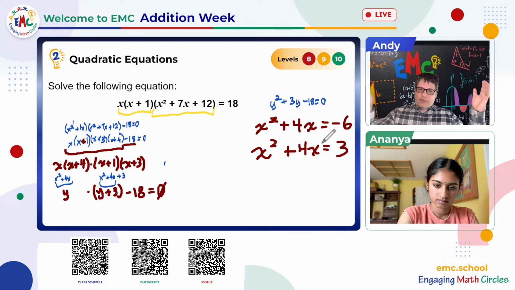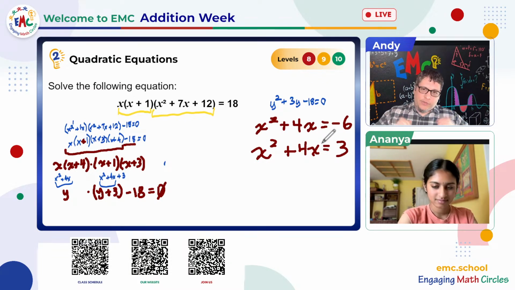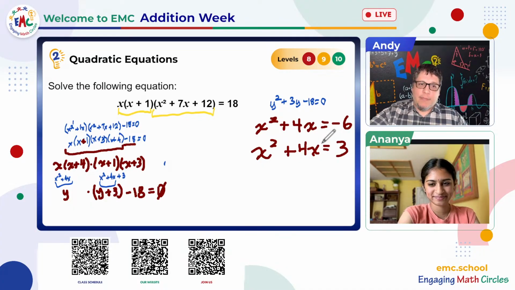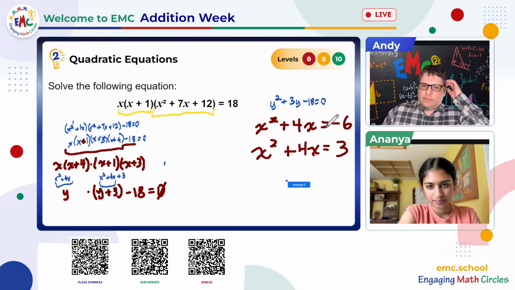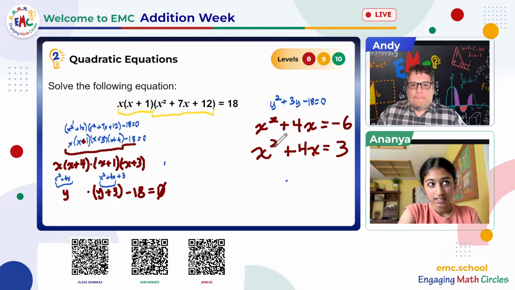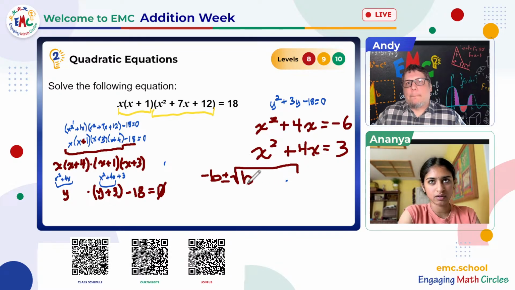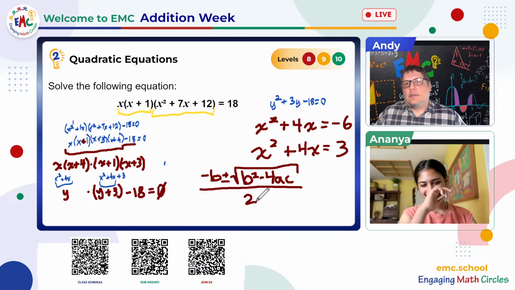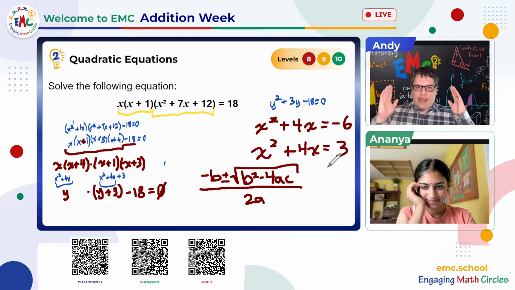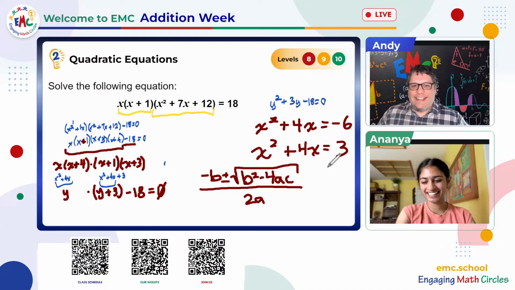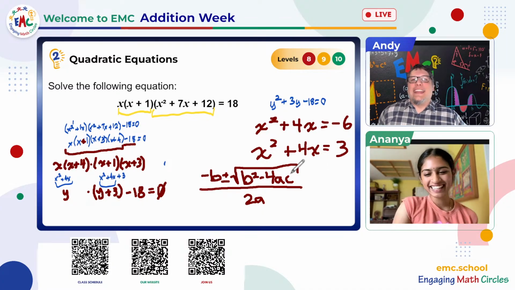And now we have two nice quadratics. Not so nice. Might need a formula. Do you remember the quadratic formula? Yes. Negative b plus or minus the square root of b squared minus 4ac over 2a. Well done. I drilled it into my head. I needed it.